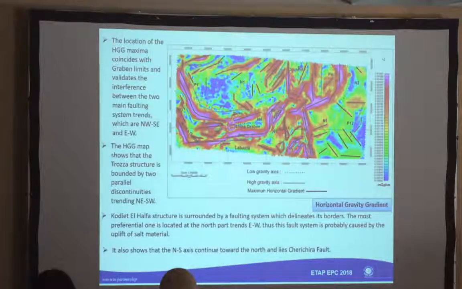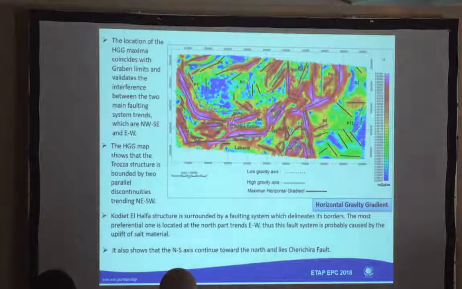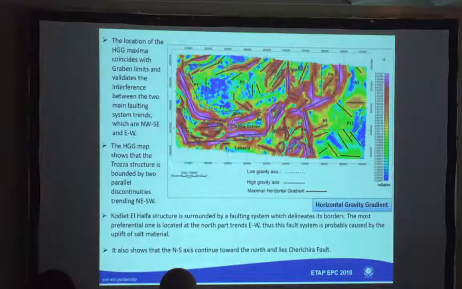Let's move on now to the horizontal gravity gradient. This technique allows us to delineate different discontinuities in the area. The location of the horizontal gravity gradient maxima coincides with graben limits and validates the interference between the 2 main faulting system trends, which are northwest-southeast and east-west. The horizontal gravity gradient map shows that the Trozza structure is bounded by 2 parallel discontinuities trending northeast-southwest.